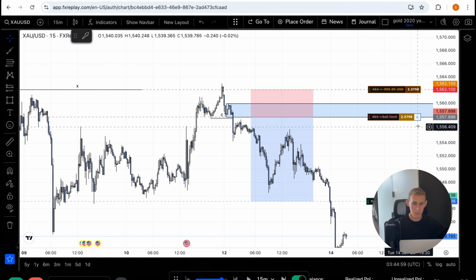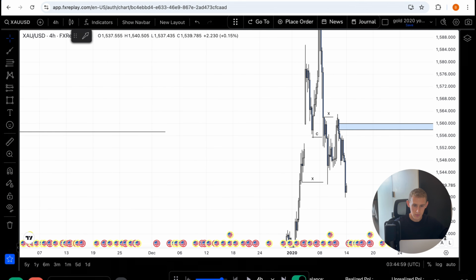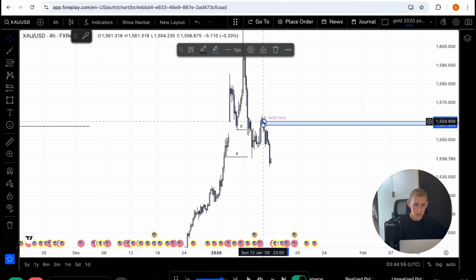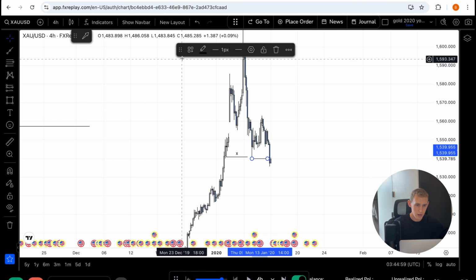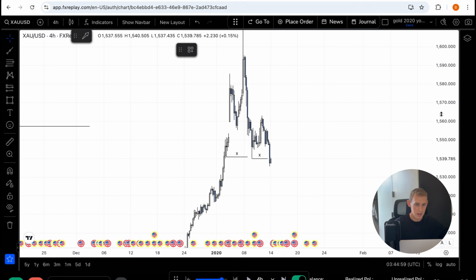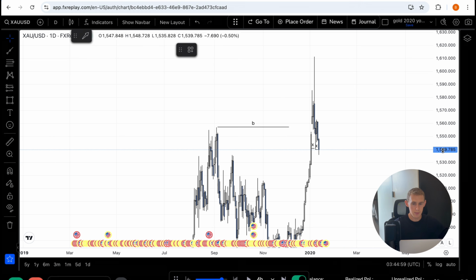All right, so we didn't get a pullback, but analysis played out perfectly, as you guys can see. We've now also seen a sweep of this opposing liquidity. I'm going to monitor closely to see how it reacts to this, because again, higher time frame overall bullish. I was expecting this just to be a retracement.